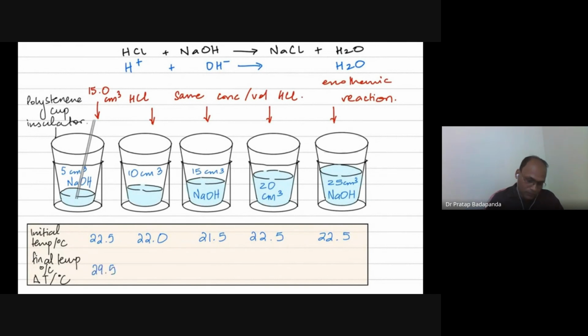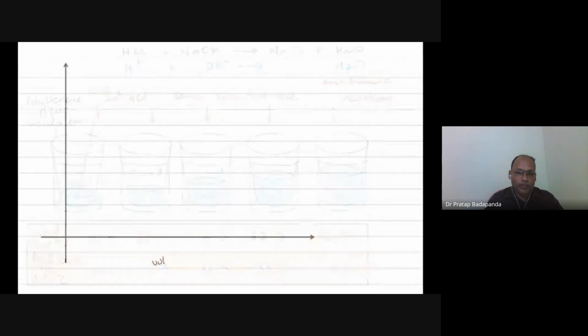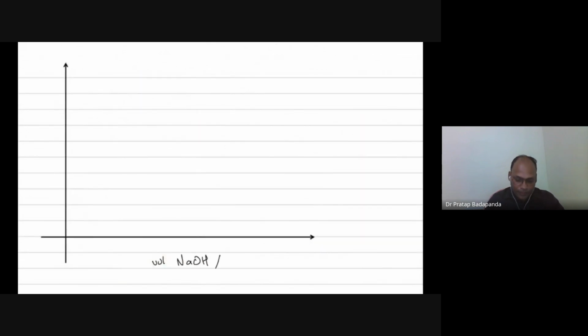I measured the temperatures immediately after adding the acid, and you can see on the table the final temperatures. I am not writing the change in temperature on this table because the space wasn't enough, but let's say the final temperatures were these. You can see the final temperatures were increasing, but then did not increase as much. To understand it better, let's make a graph with volume of alkali on the x-axis and the change in temperature / degrees Celsius on the y-axis.